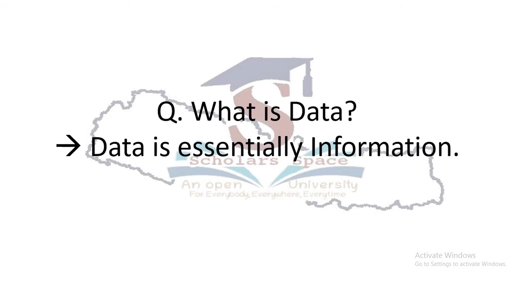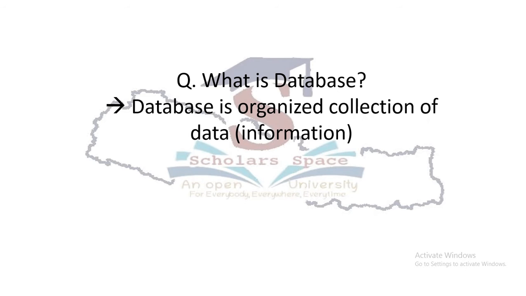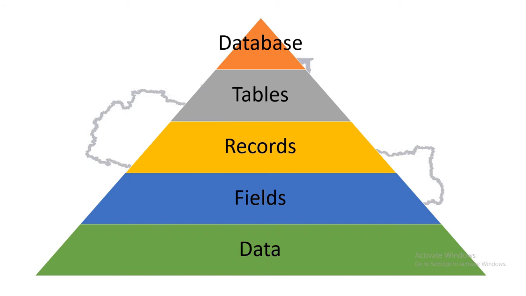So what is data? Data is essentially information. And what is a database? A database is an organized collection of data, or organized collection of information. A database consists of tables. Tables can be divided into records, records further into fields, and fields contain data.